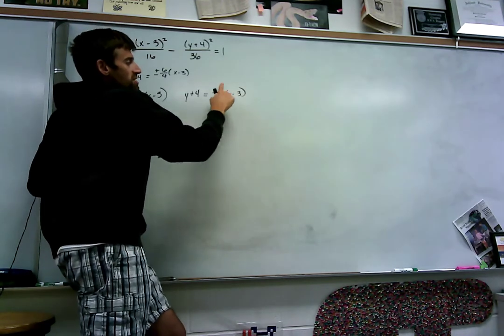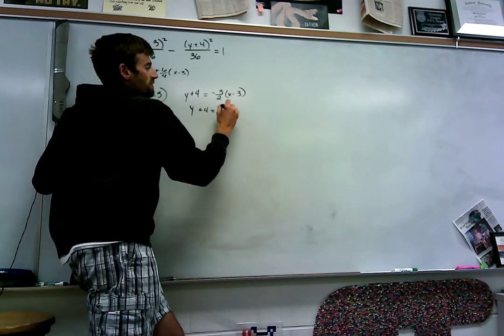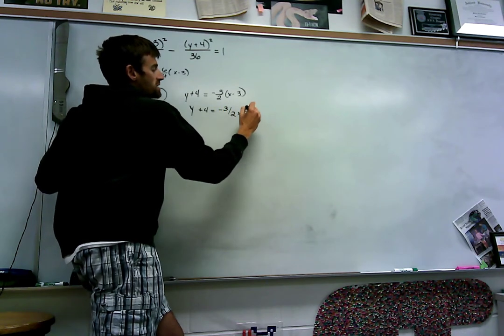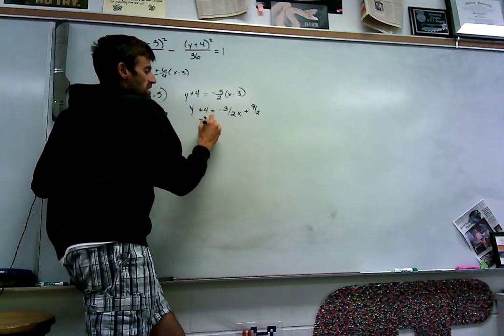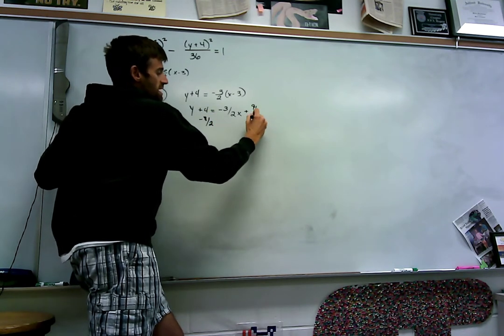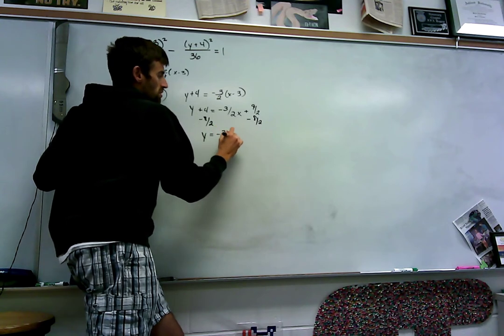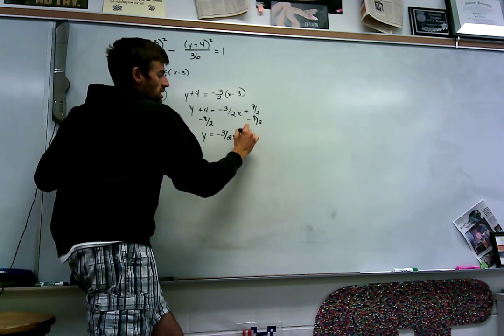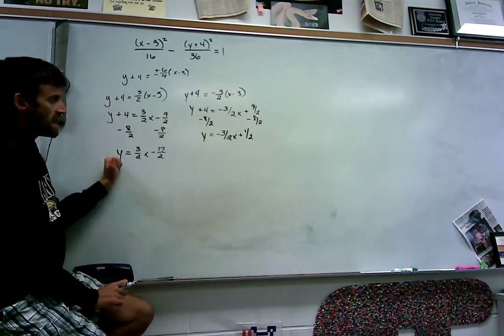And in this one, I'm going to distribute the negative 3 halves. So y plus 4 equals negative 3 halves x plus 9 halves. And just like the last time, I'm going to subtract 8 halves. That's going to be plus a positive 1 half. So these are those two asymptote lines.